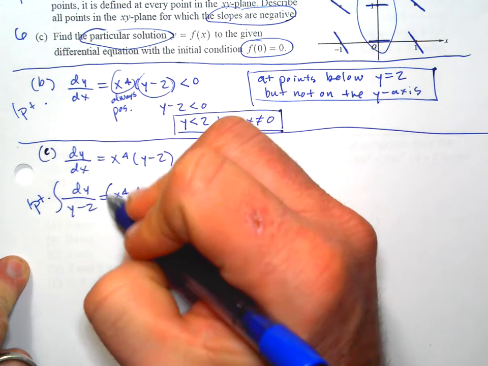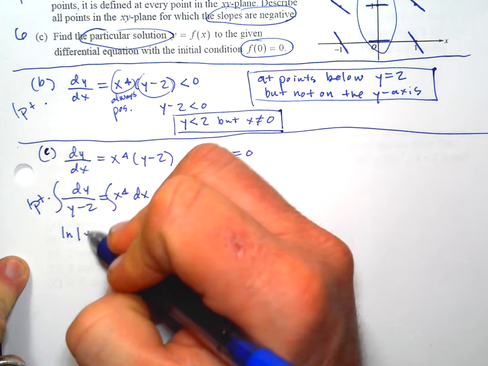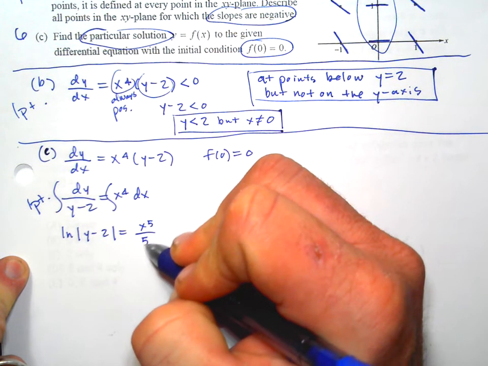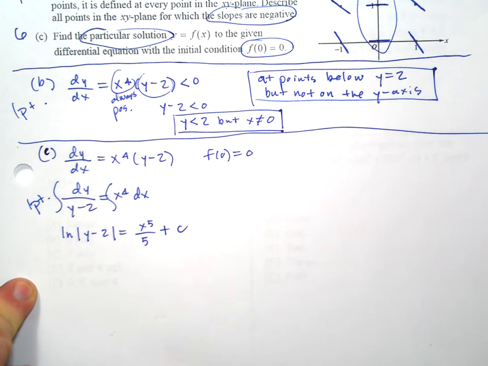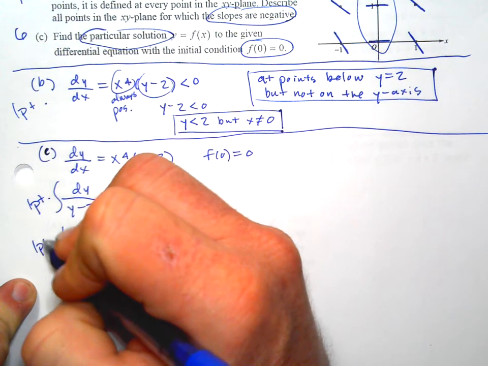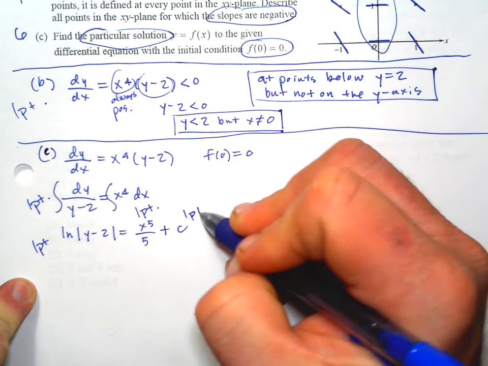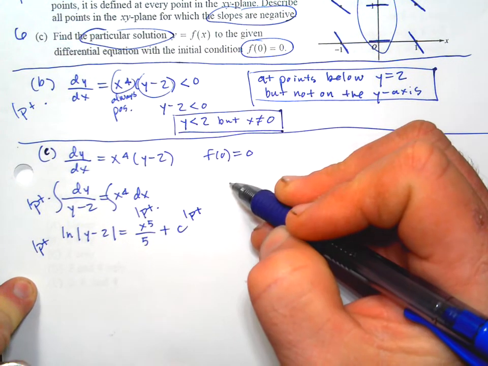Got to integrate both sides. Natural log the absolute value of y minus 2 equals x to the 5th over 5 plus c. So you got 1 point for each antiderivative, sometimes just 1 point total. You got 1 point for putting plus c. If you don't put the plus c, you lose the 3 points.